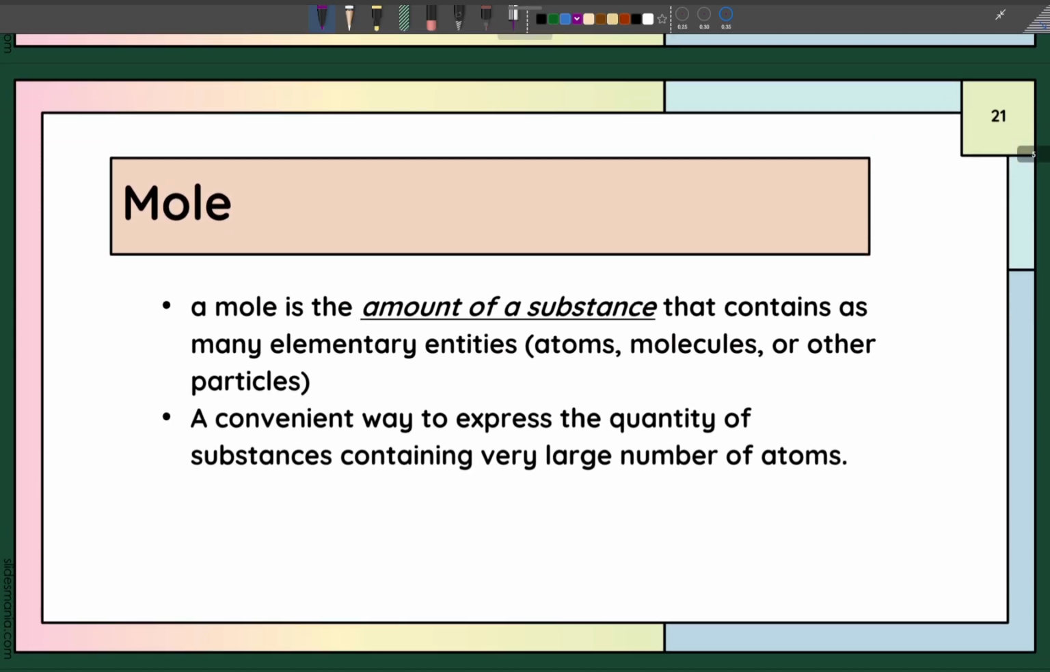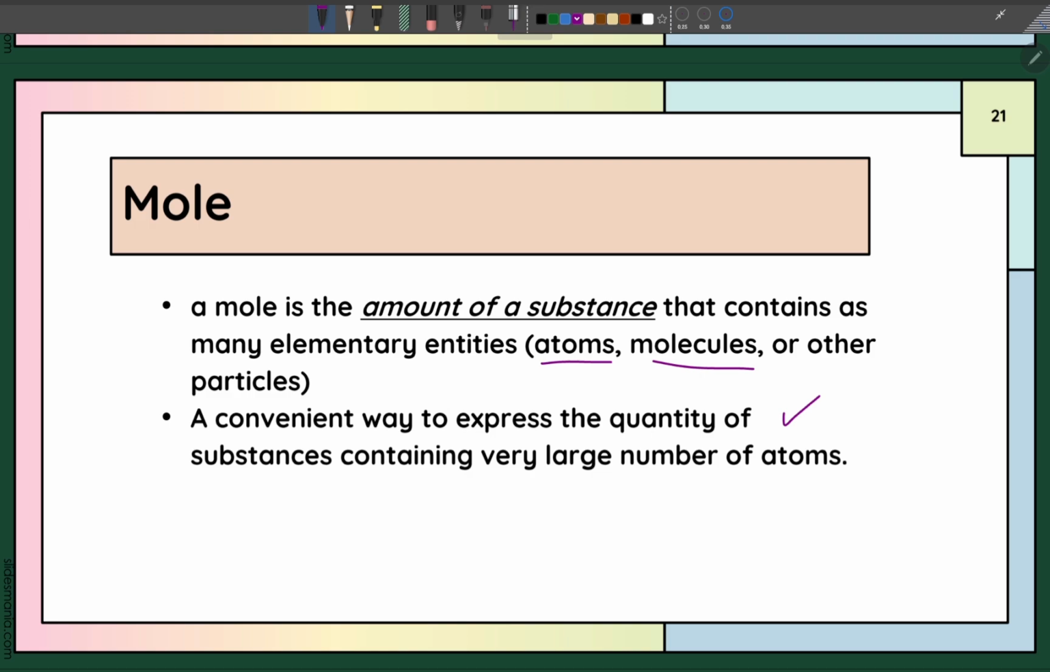So mole in chemistry refers to the amount of substance that contains elementary entities such as atoms, molecules, and other particles. We already know that these atoms and molecules are very tiny, so they are huge in number. So one convenient way to express this quantity is using moles.